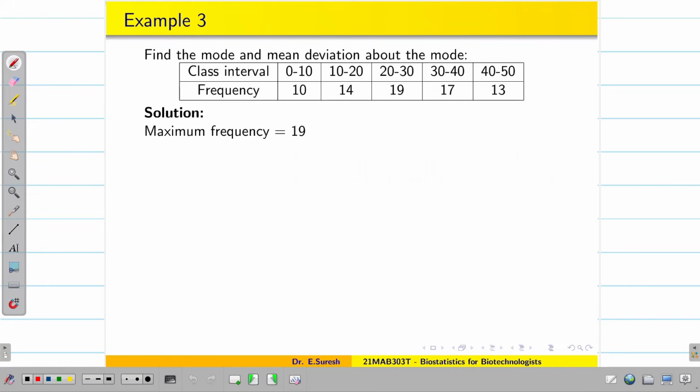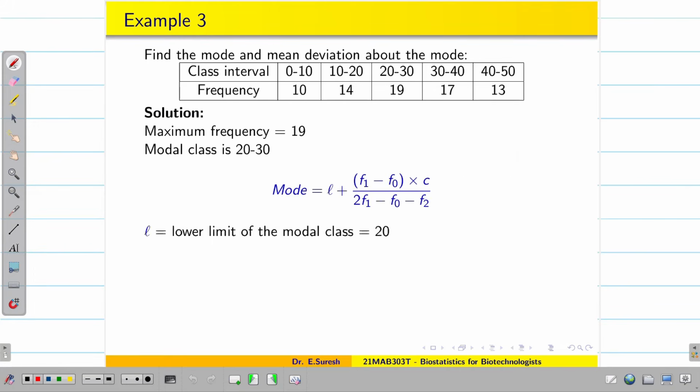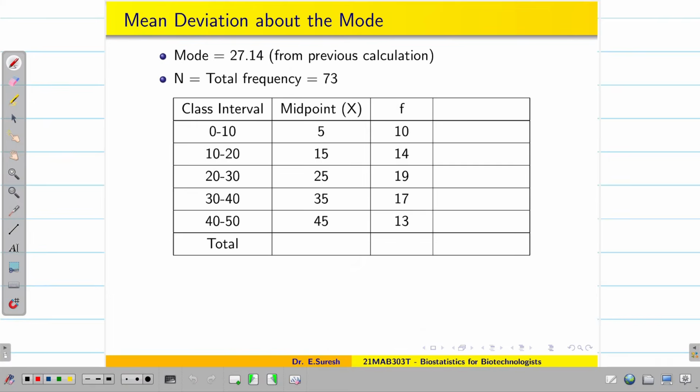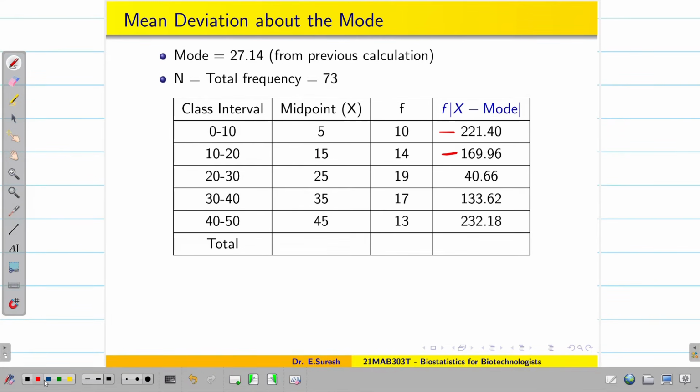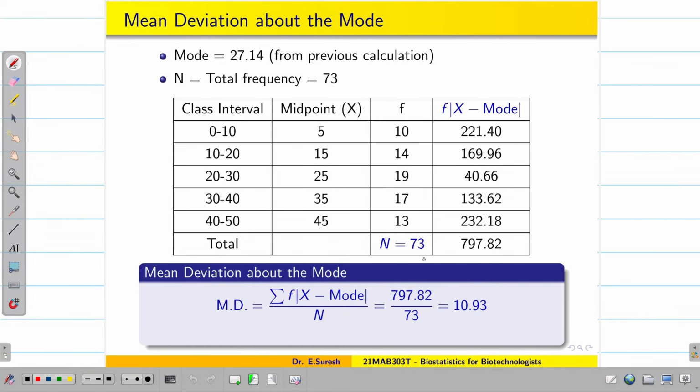In a similar way, find the mean deviation about the mode. First find the mode, and then for the table x minus 27.14 into f. So here guaranteed that for 5, 15 you get negative. But at the end, what do you do? You take the problem, make everything positive, so you never get an error. Fill the data and then find the sum, and you can find the mean deviation about the mode is 10.93.